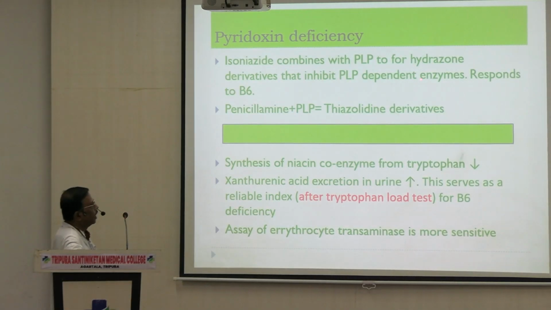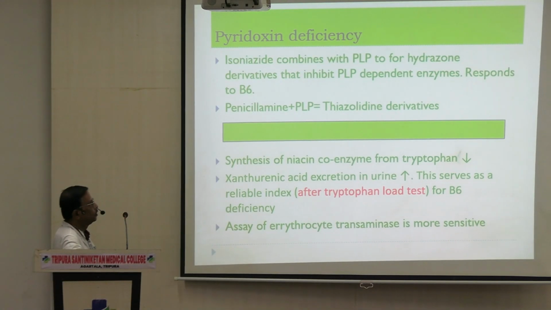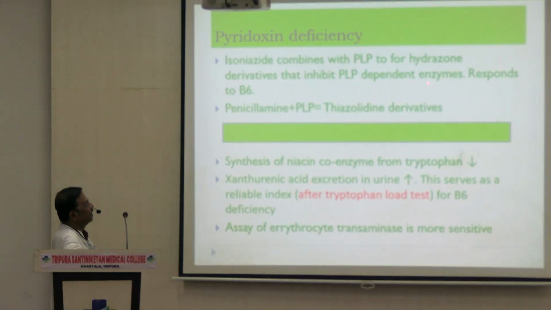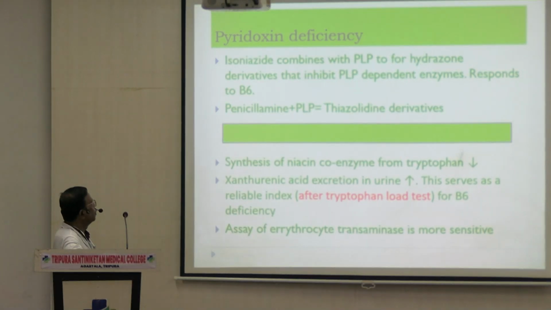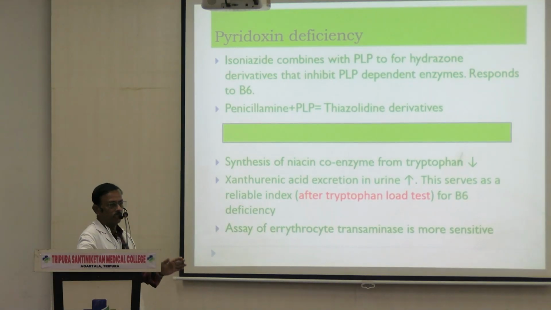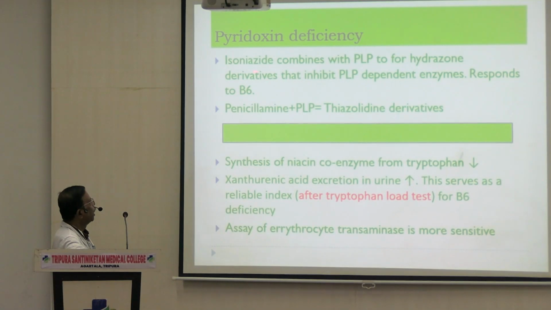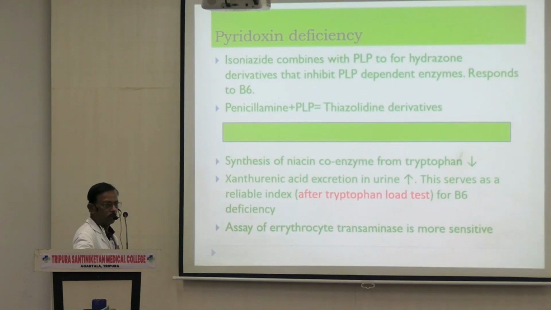This enzyme, the isoniazid induces inhibition of PLP dependent enzyme. It responds to vitamin B6. So when we give vitamin B6, his problem of this inhibition by isoniazid disappears.